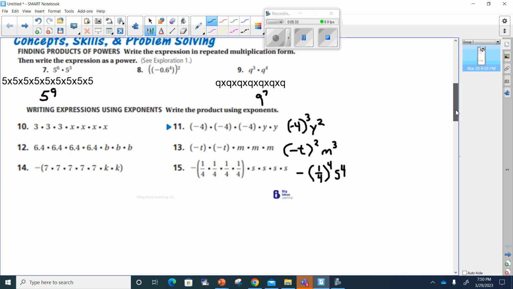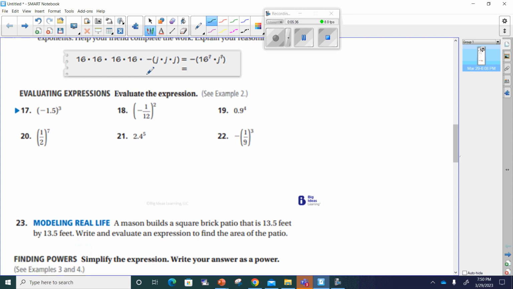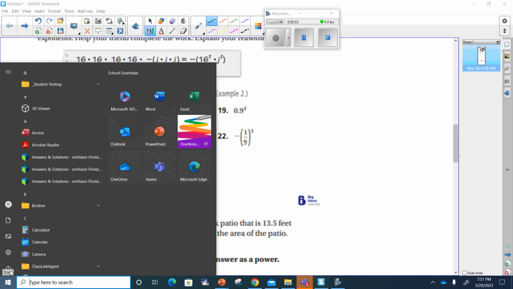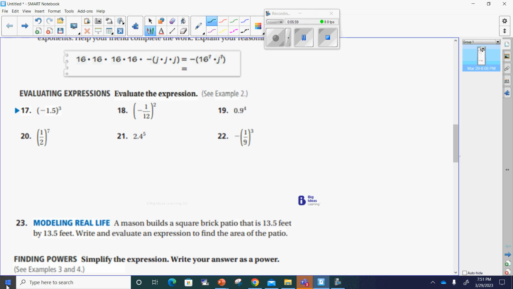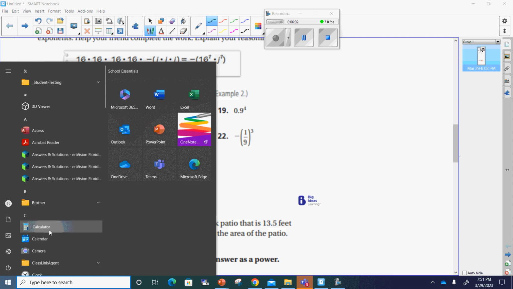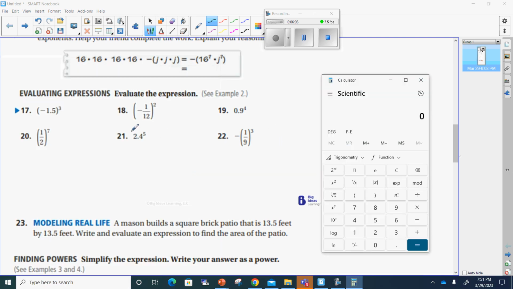All right, let's go to number 17. Evaluate the expression. If I'm evaluating this, I'm finding what it equals. This is negative 1.5 to the third power. I know negative 1.5 to the third power is negative 1.5 times itself 3 times. So I'm going to bring my calculator up here and make this really easy. Wow, that did not work out well, sorry. Try this again. And I can see right here it says negative 1.5 to the third power. So in parentheses, I'm going to put negative 1.5.